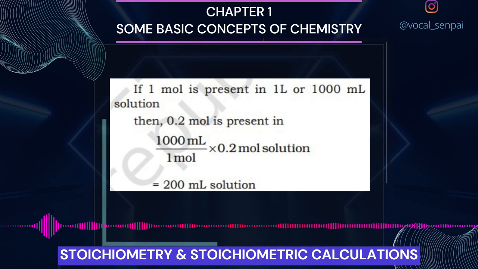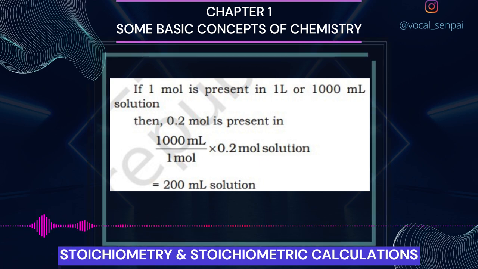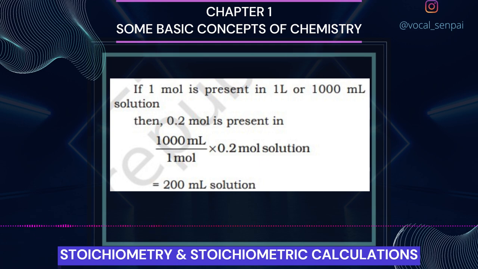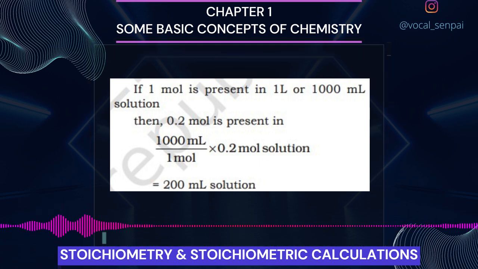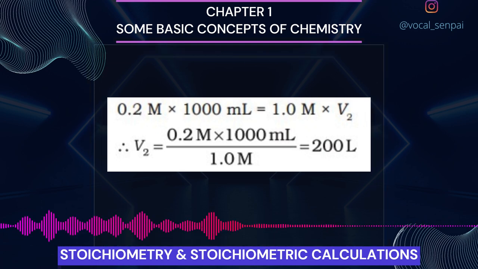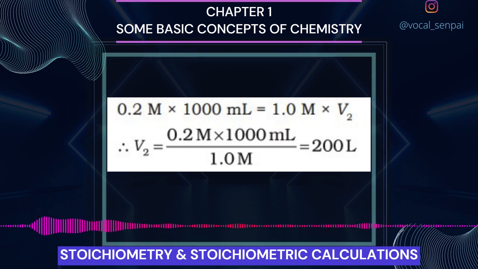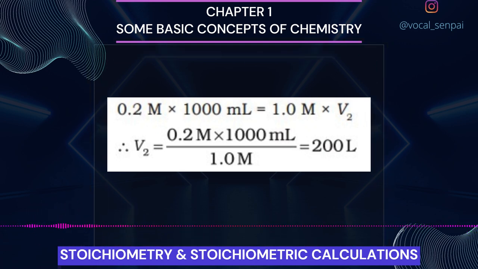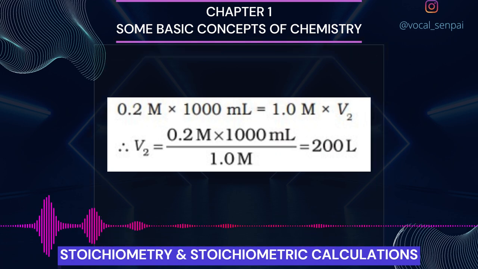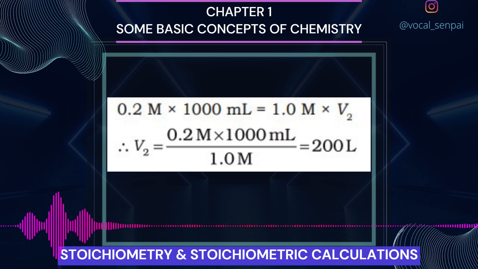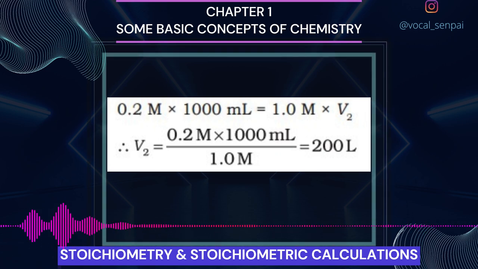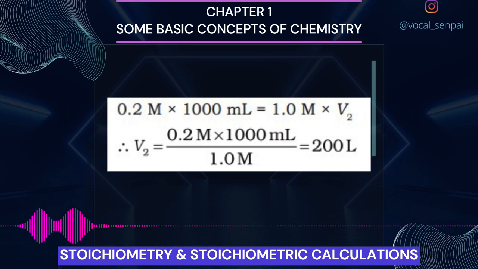Now, how much volume of concentrated 1 M NaOH solution should be taken, which contains 0.2 moles of NaOH, can be calculated as follows. Thus, 200 mL of 1 M NaOH are taken and enough water is added to dilute it to make it 1 liter. In fact, for such calculations, a general formula, M1 times V1 is equal to M2 times V2, where M and V are molarity and volume, respectively, can be used.